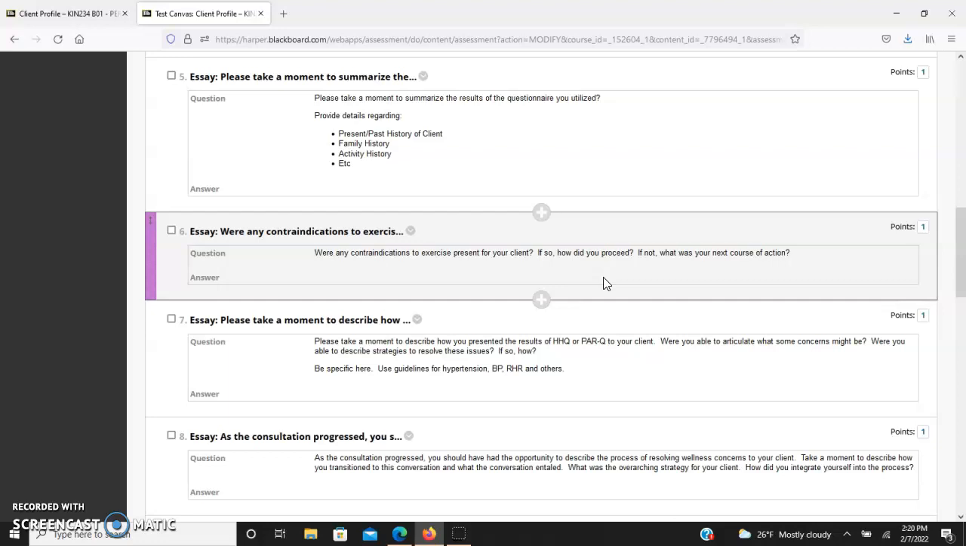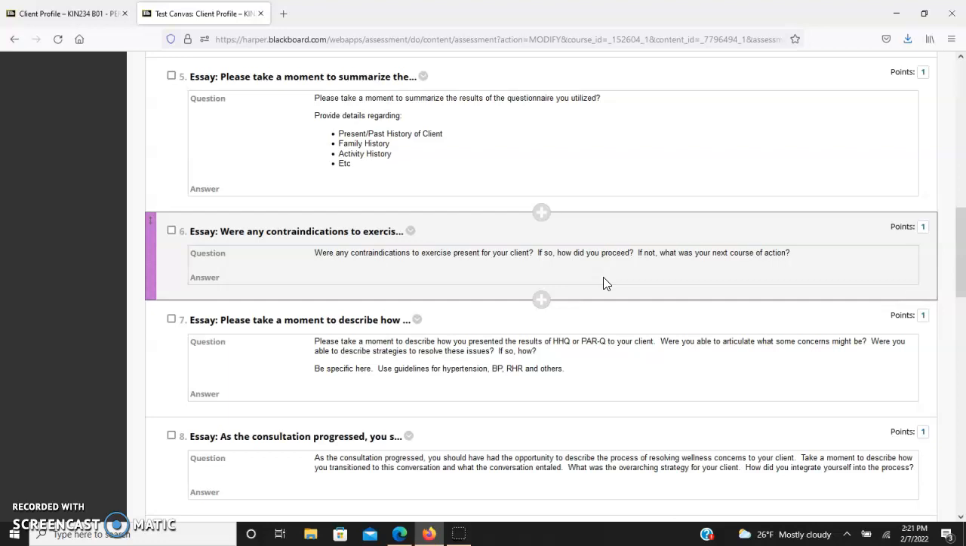So please elaborate. When you look at the results of the questionnaire you utilized, provide details regarding any kind of past or present health history for the client. High test scores, certain kinds of issues, et cetera. And we'll elaborate a little bit further down in one of the other questions about this. But I'm looking for you to start to pick out some of the things that might be of issue with your client. Was there or is there any family history?